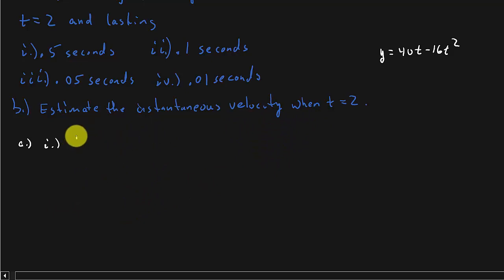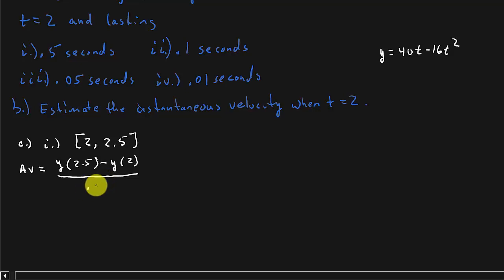But it is important that you realize this is on the interval 2 to 2.5, and they're just giving us the elapsed time already. All right, so for this one, the average velocity, well, that's going to be y of 2.5 minus y of 2 over 0.5. And yeah, look, if you wanted to, you could do the 2.5 minus 2, same thing. It's just they give it to us already.